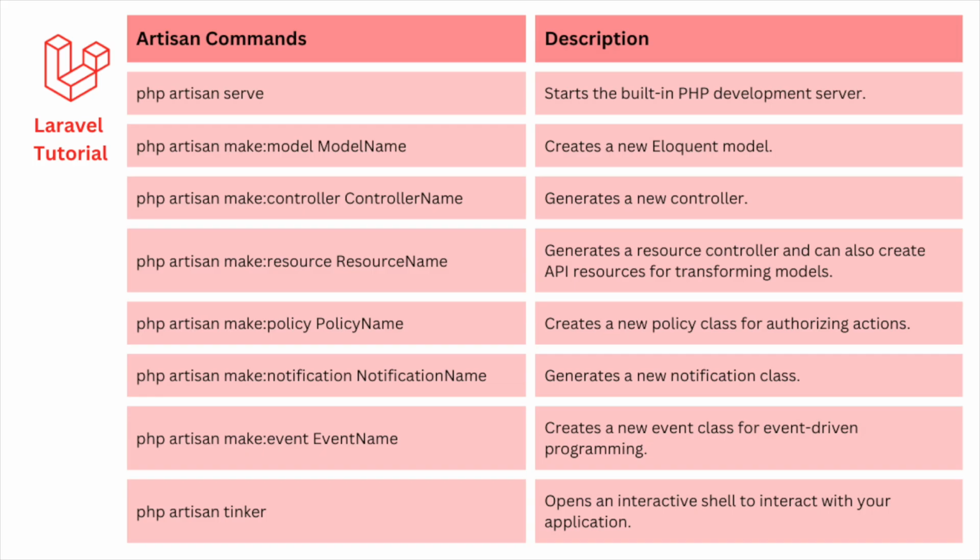The last command in the artisan commands is php artisan tinker. This opens an interactive shell to interact with your application. Using this you can create an object of a class, and you can insert data into your database. All those things you can do. Basically, this is a command line interface for Laravel.